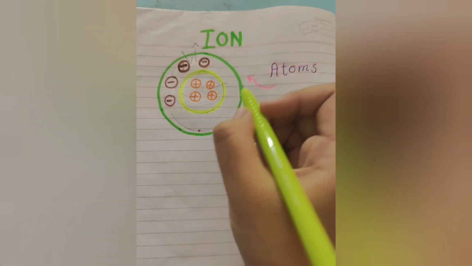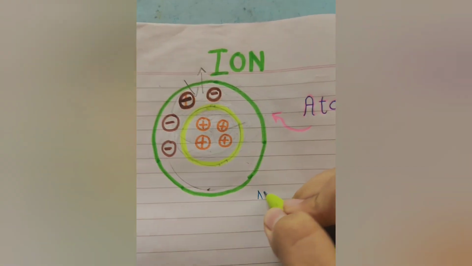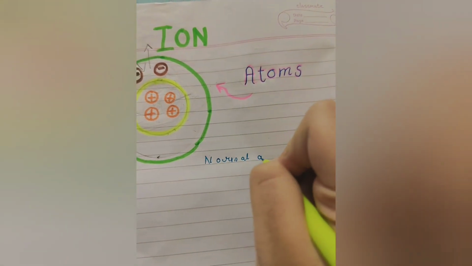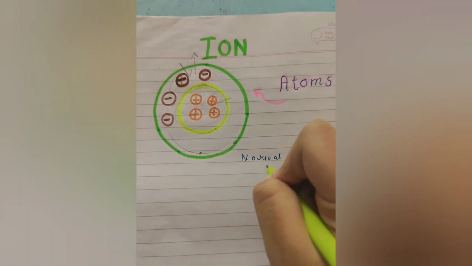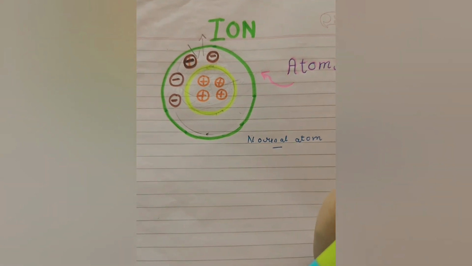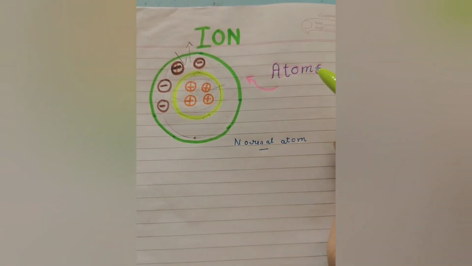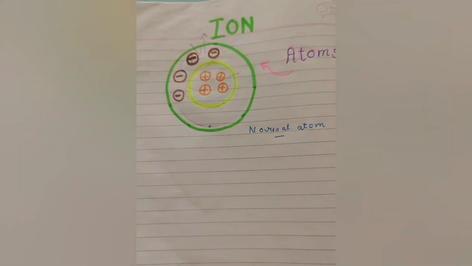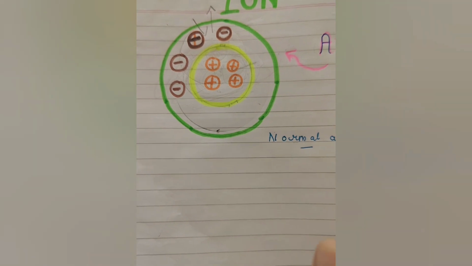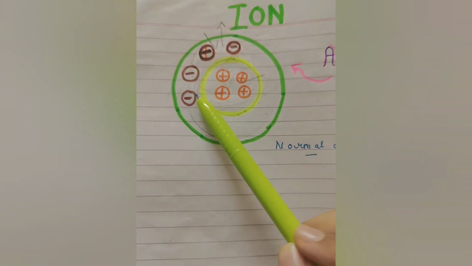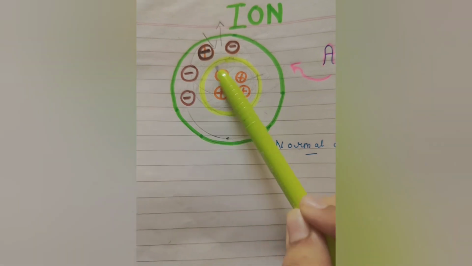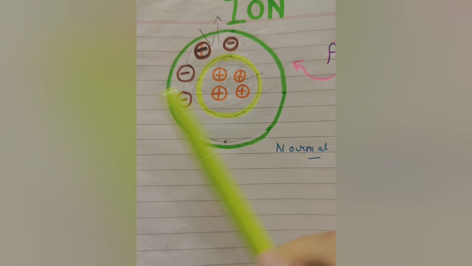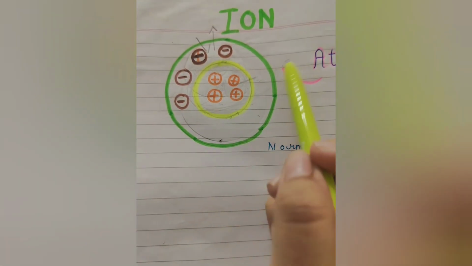Okay? So until now we were talking about a normal atom, where the number of protons and the number of electrons are the same. Now, what distinguishes the normal atom from an ion? Let me tell you. I just told you that electrons have the capacity to move in and out of the atom. So what happens if the electrons move out of the atom?